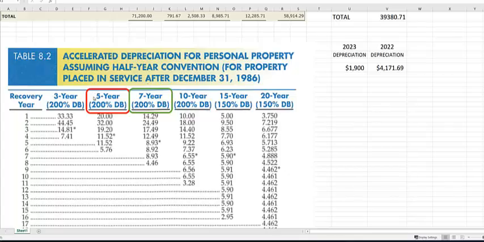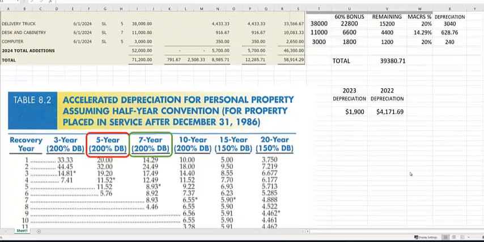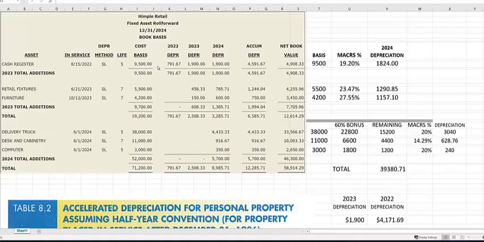So we have a 5-year property. The recovery year is 3 for the cash register. So the percentage is 19.2%. So the basis of 9,500 times 19.2% gives us depreciation for 2024 of $1,824.